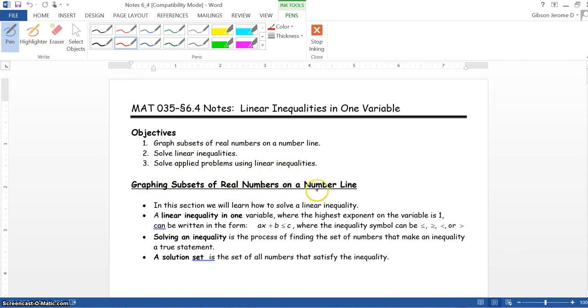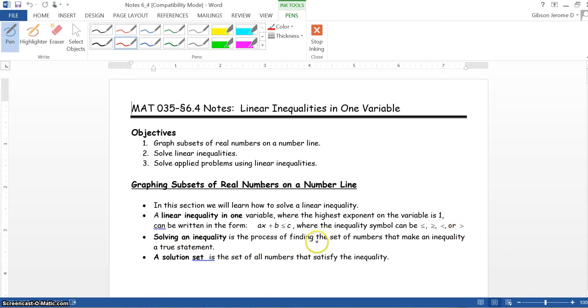Graphing subsets of real numbers on a number line. In this section we will learn how to solve a linear inequality. A linear inequality in one variable, where the highest exponent on the variable is 1, can be written in the form ax + b ≤ c, where the inequality symbol can be less than or equal to, greater than or equal to, less than, or greater than.